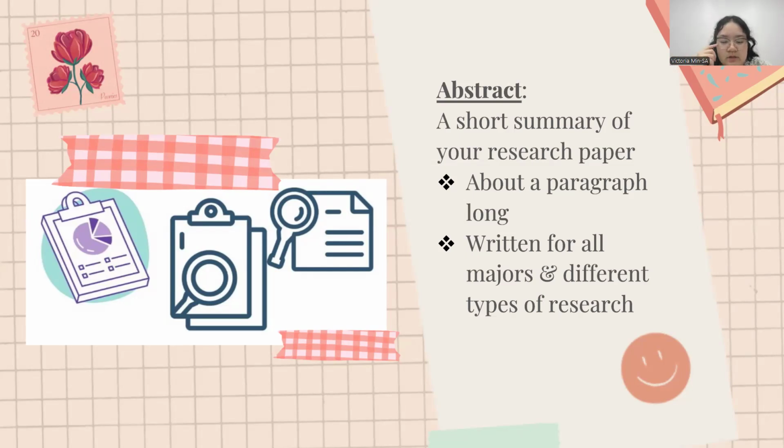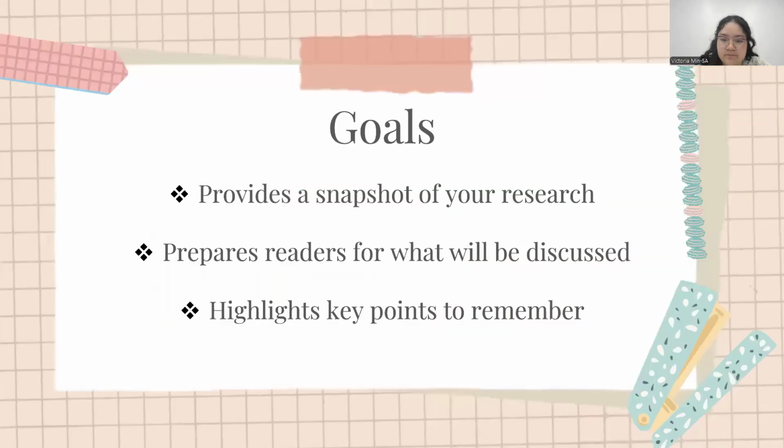And this is essentially done for students of all different disciplines. Oftentimes it is about a paragraph long, and depending on the requirements of the abstract, this can be more or less, but we would say it's an average of about a paragraph long. And this is available for all majors and for all different types of research.